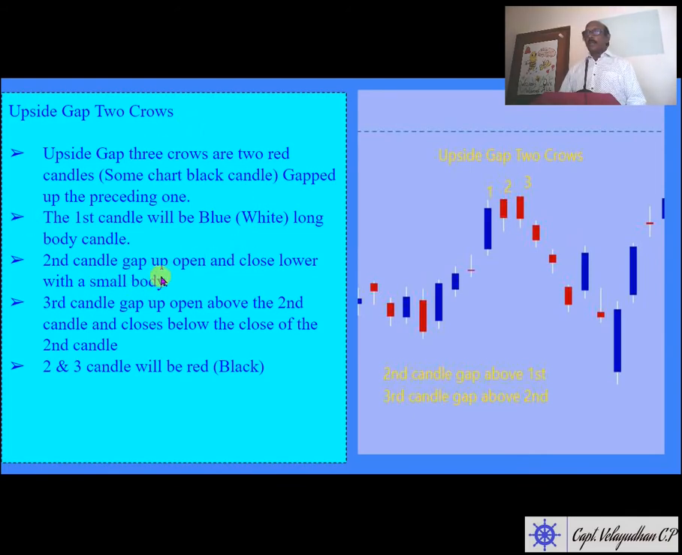The second gaps up, opens and closes lower with a small body. The third candle gaps up, opens above the second candle and closes below the close of the second candle. The second and third candles will be red. It is called a crow because if it is shown in black color, it looks like a crow on the top. That's a bearish indication.